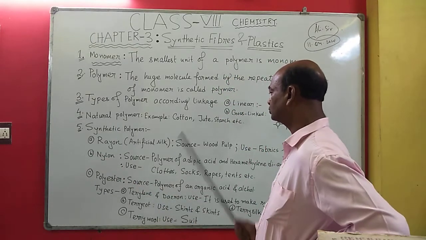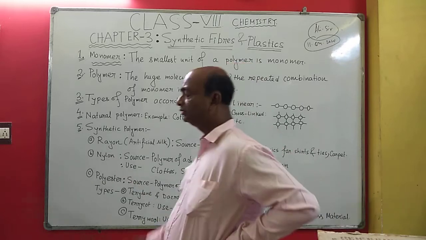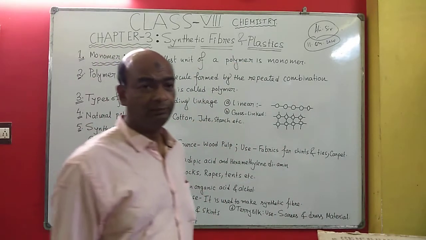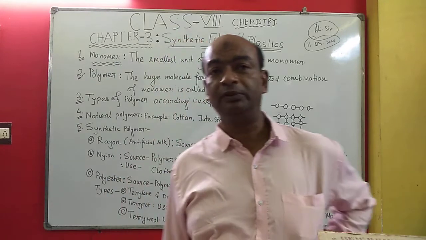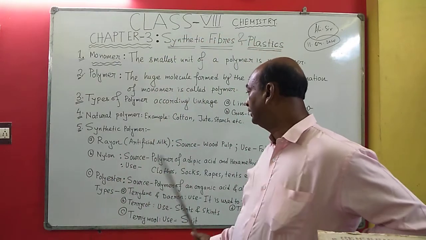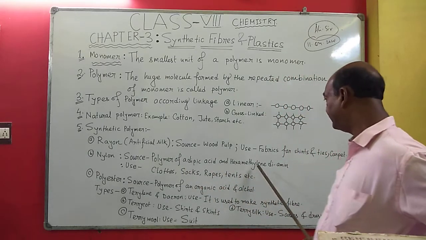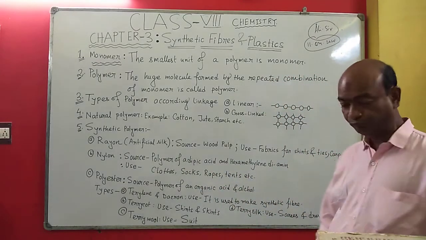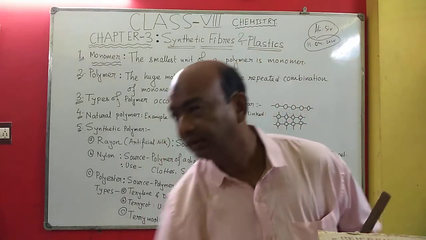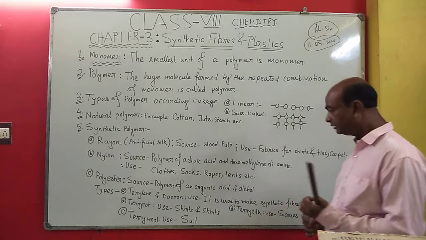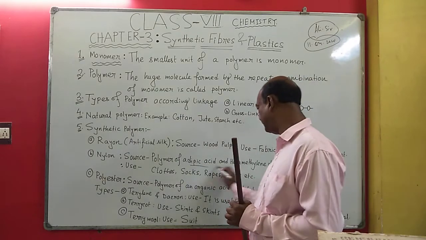Nylon. Already we have told that nylon is a polymer, an artificially designed man-made polymer. It is formed by the combination of two different monomers. One is adipic acid and another is hexamethylene diamine. One is acid, another is amine.